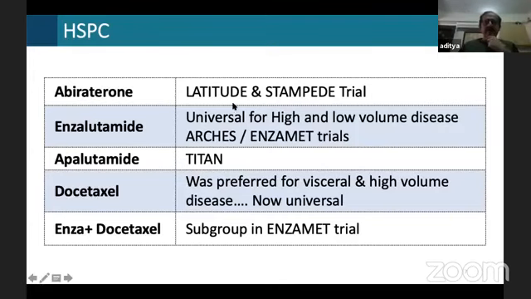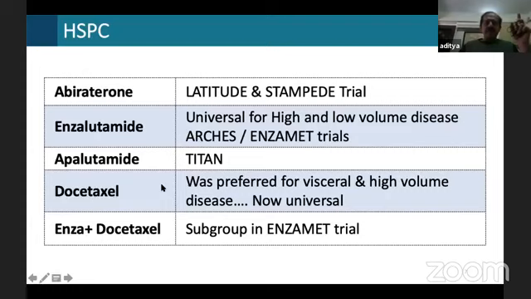And these are the data which tells us where they have been approved. There are a little bit of nuances here and there. For instance, enzalutamide initially was thought that it would work best in the high volume disease, but then other trials have shown us that enzalutamide works whether the metastasis volume is large or it is a low volume metastasis.